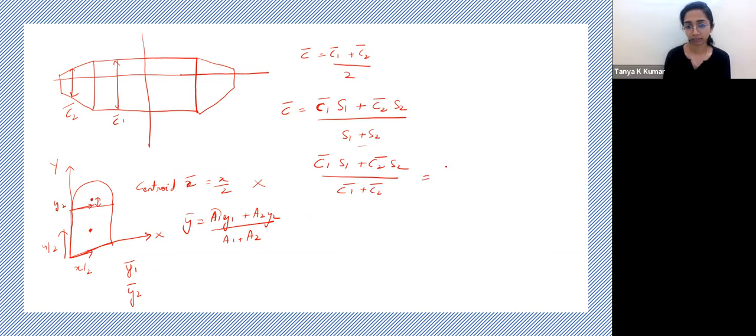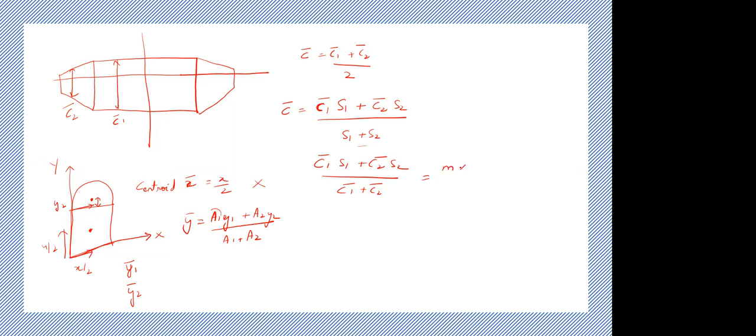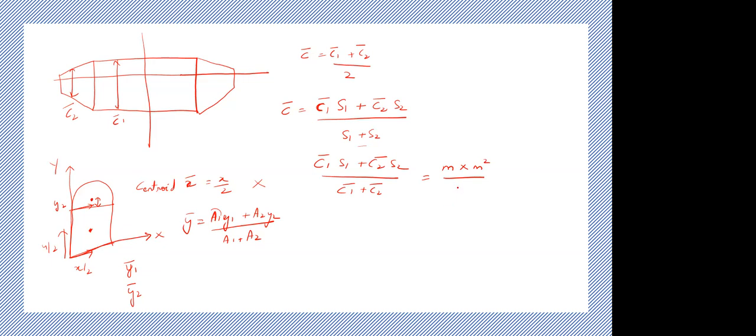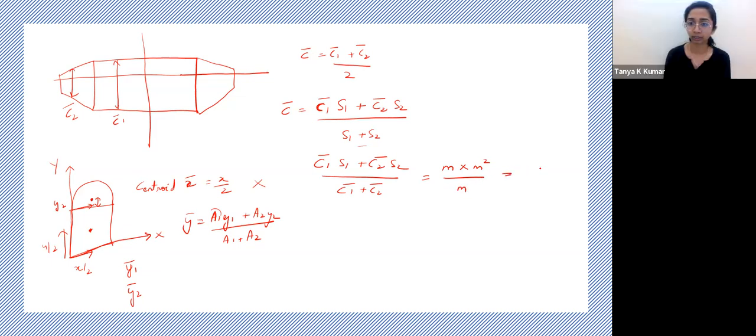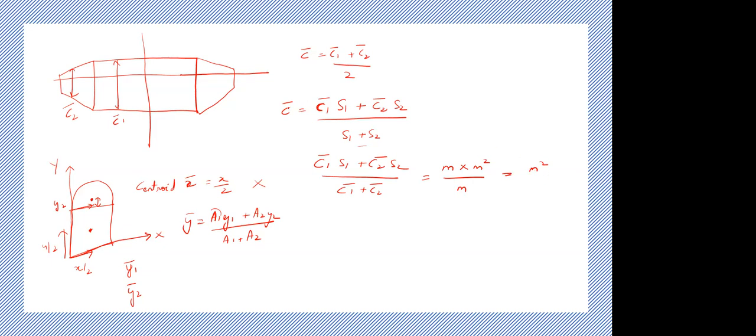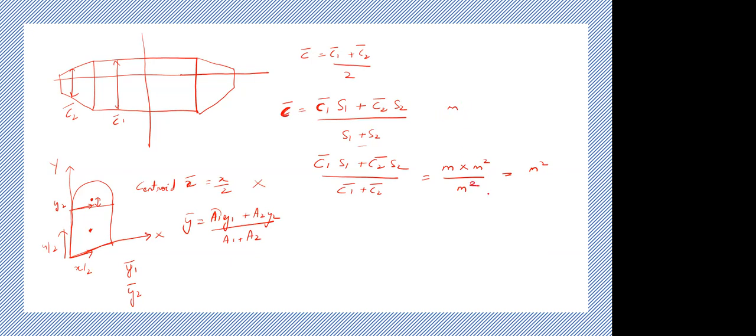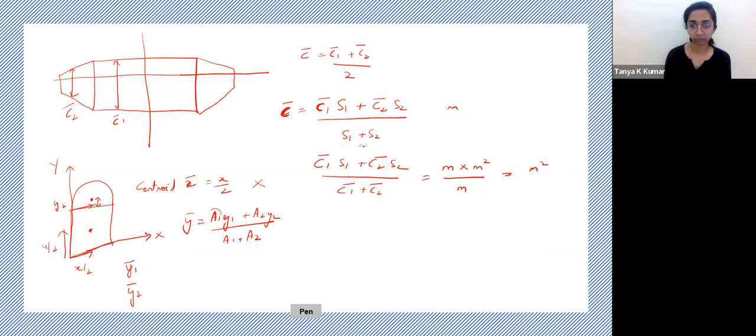Now what is the dimension of C1 bar? What is the unit? Meters, ma'am. What is the unit of S1? Meter square. So this is the numerator's unit. The denominator, C1 plus C2, what is the unit? Meter plus meter. So what is the final unit? It will be meter square. Right? Yes, ma'am. But we need C bar, the unit of which is only meter. So the denominator should have meter square. Okay, ma'am, now I understood. So this is the correct equation.